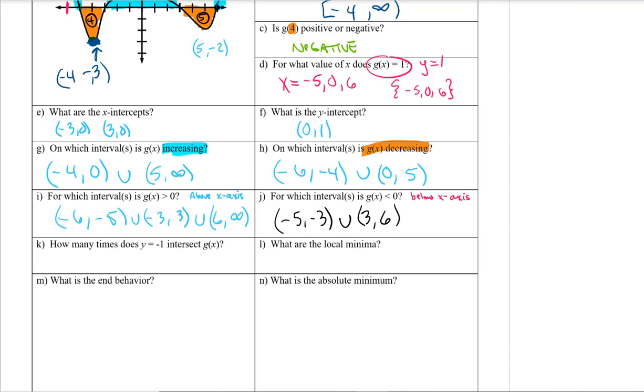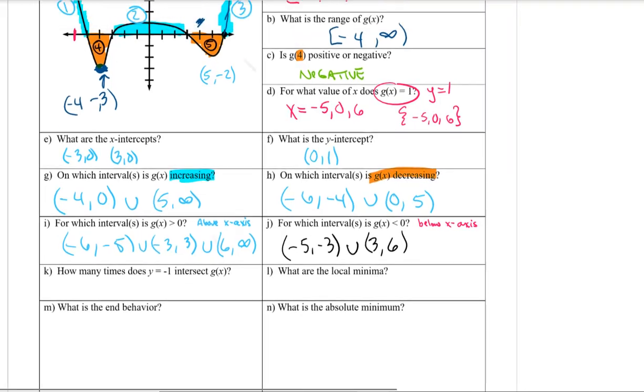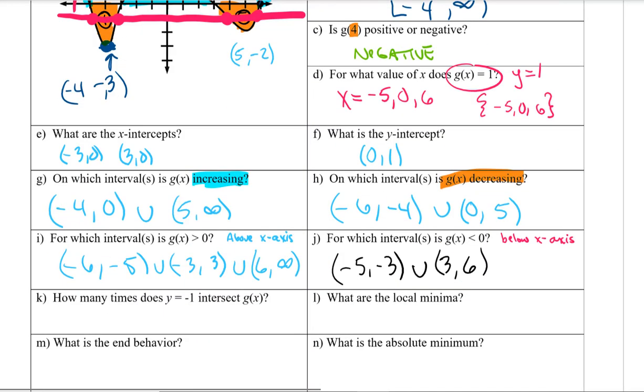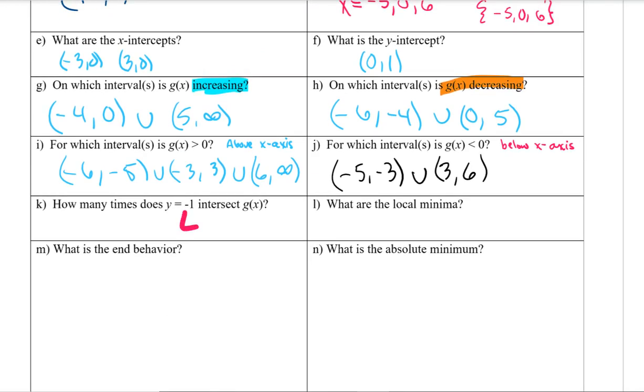How many times does y equals -1 intersect g of x? So if I were to draw the line y equals -1, I'll use this color. So -1 is right here, goes all the way across. Actually, I'm going to use red just so it sticks out a little bit more. So y equals -1, how many times does it cross? So here's 1 right here, 2, and then 3, and then 4. So that crosses the function 4 different times. So my answer for that is the number 4.